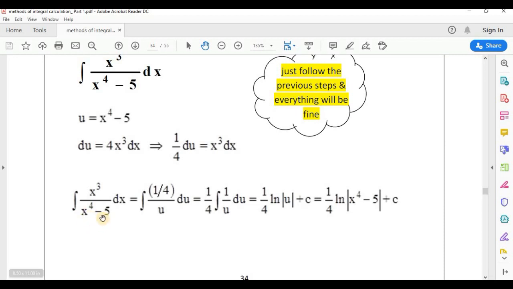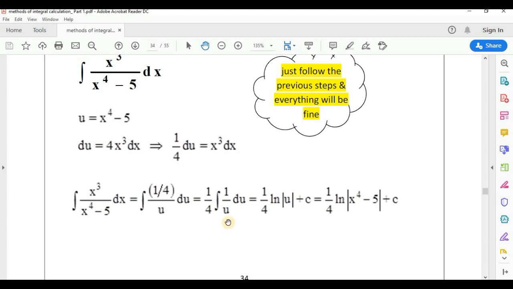And x to the power 4 minus 5 equals what? Equals u. So we have this integral. Now the integral becomes simple. It will be easy to integrate. The number we will take outside the integral, and we have the integral of 1 divided by u du.